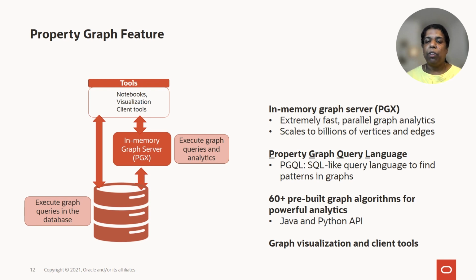The Oracle Graph feature also includes over 60 pre-built algorithms that can be invoked using a Java API or a Python API. So you don't have to worry about writing your own algorithms. These are available for you to use with your graph. So you create your graph, and then you can run these algorithms on your graph and then query your graph using PGQL. And of course, we have client tools and the graph visualization tools and so on.